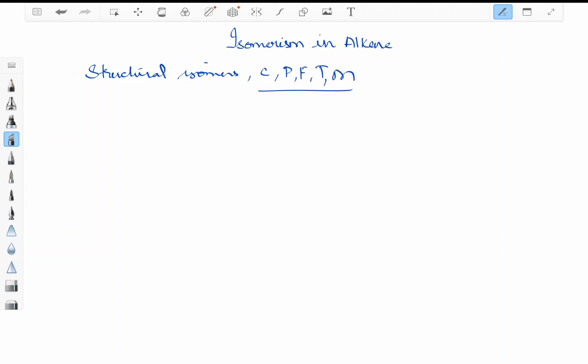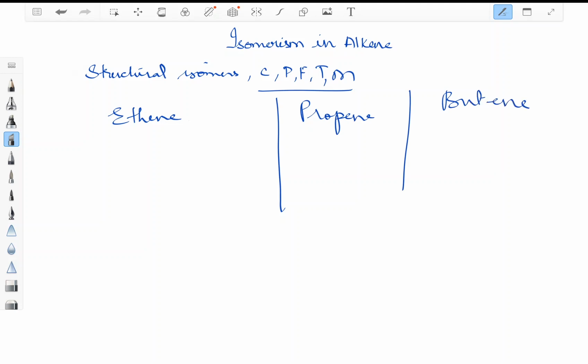Focusing now on alkenes, alkenes start with ethene or ethylene, followed by propene, followed by butene. We are going to compare these three structures. In the text, the document of a textbook that we have sent you says that ethylene, that is ethene, and propylene, that is propene, have no structural isomers.